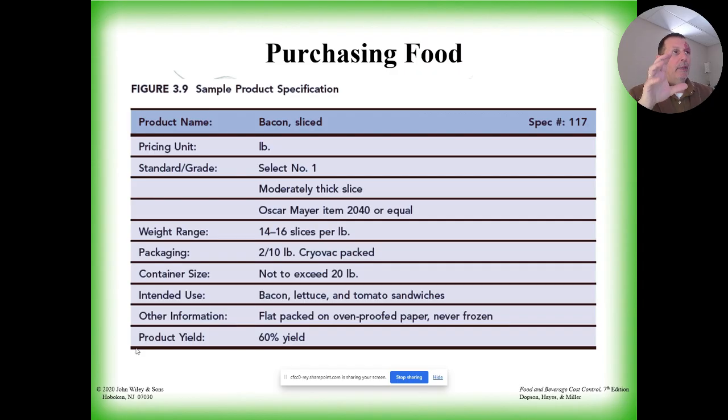So right now we know that Oscar Mayer 2040 is exactly what we want. Are we married to Oscar Mayer? No, but we know that that model or that item number is exactly the way we want it. So if 2040 is not there, we can buy it from another. You can substitute with another one. I don't care about Oscar Mayer. I just know that that is the perfect size. All right. Weight range 14 to 16 slices. Packaging is cryovac. Container size not to exceed 20 pounds. Intended use: bacon, lettuce, and tomato sandwiches.